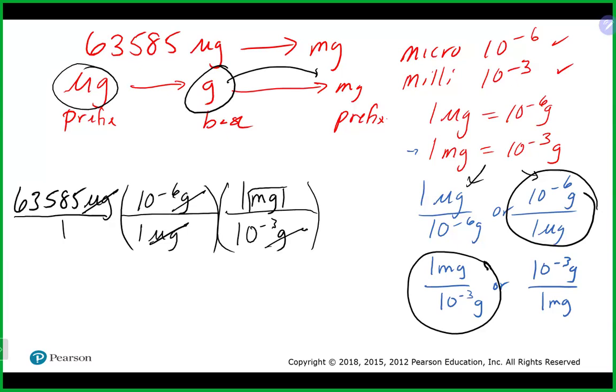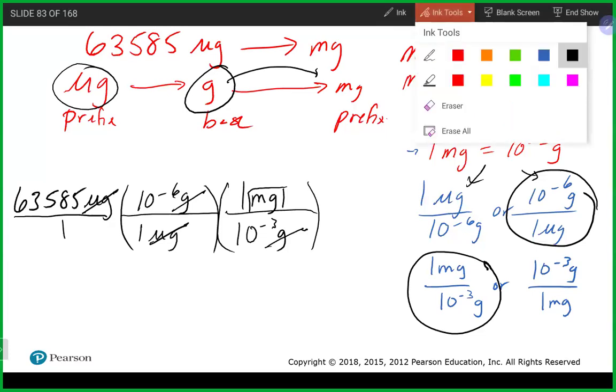All right, so math, what we're going to do here is this. We're going to multiply whatever's on top there.